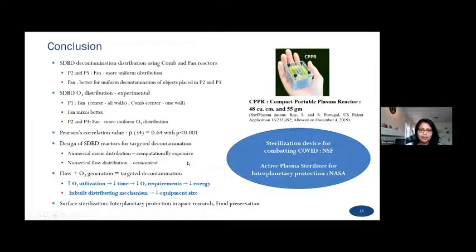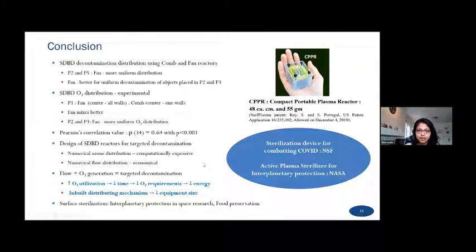Then we saw how we can use flow simulations to predict decontamination distribution. This can be used to design SDBD reactors for targeted decontamination for various applications. Finally, we come back to what we started off with. The goal was to maximize ozone utilization, thus reducing required exposure times, required ozone dosage, as well as energy consumed by the reactor. In addition, the fan reactor also gives us an inbuilt distributing mechanism without adding an external distributing agent, which will help reduce equipment size.